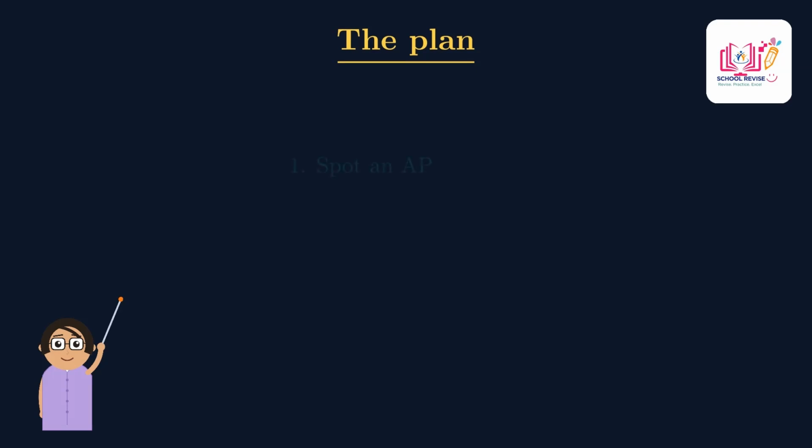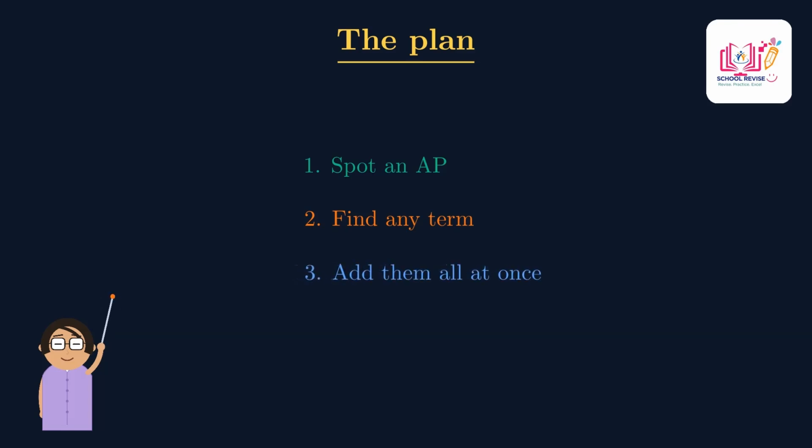So here is the plan. First, you will learn to spot an arithmetic progression in a second. Then, we will find any term you like without counting all the way up to it. After that, we will add up a whole progression using one neat formula. And finally, we will put it all to work on a real challenge.